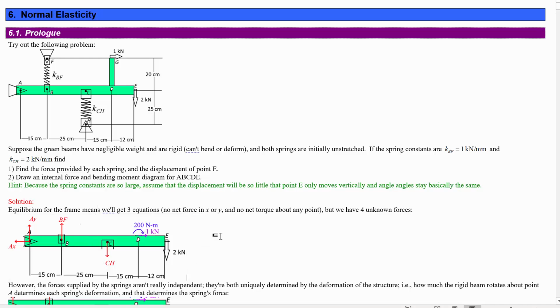This is what we previously called statically indeterminate. It's not underdeterminate because it's supported. It is going to hold still. We just don't know exactly what BF and CH are going to be. But we can find it if we use some geometry and relate the fact that the amount that this spring extends is related to the amount that this spring compresses, and the amount that each spring extends or compresses are related to the spring forces, right?